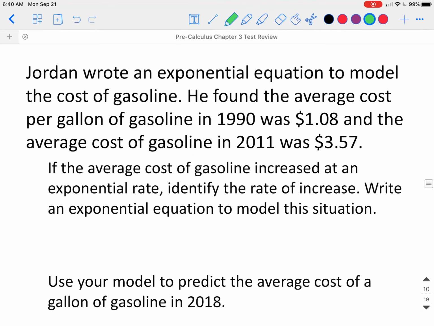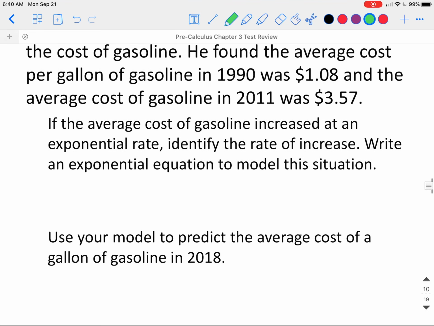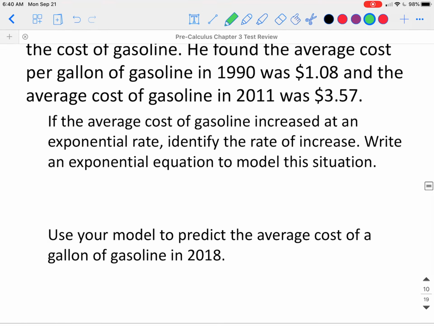Jordan wrote an exponential equation to model the cost of gasoline. He found that the average cost per gallon in 1990 was $1.80, and the average cost of gasoline in 2011 was $3.57. If the average cost of gasoline increases at an exponential rate, identify the rate of increase. Write an exponential equation to model this situation.